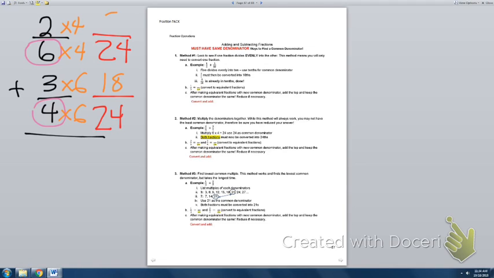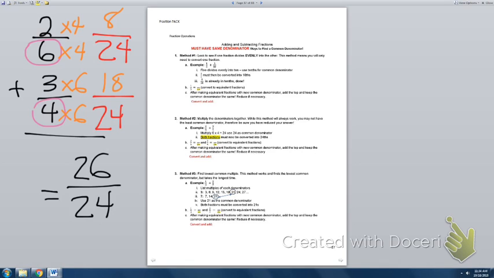Remember, whenever you want to make equivalent fractions, you have to multiply the top and bottom by the same number. Okay, so now I have 8/24 plus 18 over 24, so 24 is our common denominator. And I'm just going to add 8 and 18, and that'll give me 26.